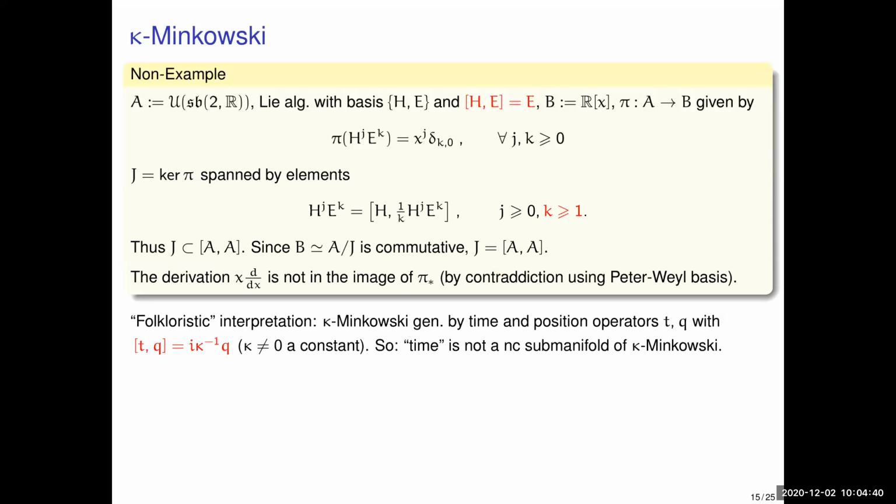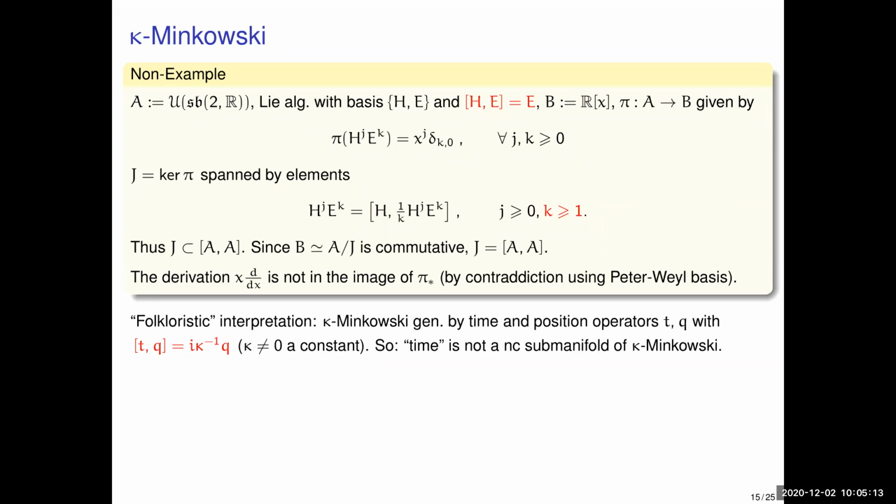Now I don't know who is listening, but the title I used for this slide was Kappa-Minkowski, because you have this folkloristic interpretation. The algebra of Kappa-Minkowski is generated, in 2 dimensions, by 2 operators, T and Q, that you interpret as time and position, with commutation relation given by the commutator of T and Q being proportional to Q. There is a proportionality constant.